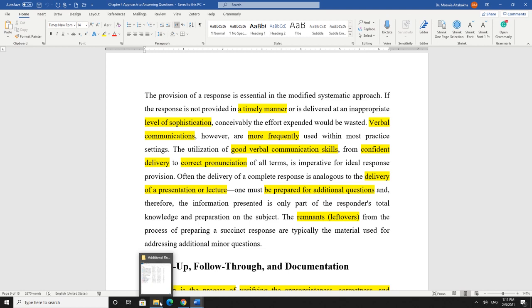Again, it should be like a nice presentation with excellent evidence provided, and convincing. It has to be convincing. You should be confident in its delivery. When you deliver the response, you should be confident, and you should correctly pronounce all the terms, because if you don't pronounce them correctly, you will give a bad idea about your service and skills.